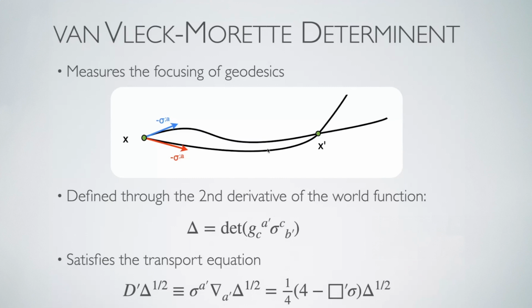And that's measured by this thing, sigma, which is the determinant of the matrix of second derivatives of sigma. And this Van Vleck determinant also satisfies a transport equation, which is that its derivative along the sigma direction, so the square root of it actually, this d prime just means take a covariant derivative and then project it along sigma, is equal to one-fourth of (4 minus the box of sigma) times delta to the half. So you can think of this as an ordinary differential equation defining the Van Vleck determinant along a geodesic. Okay, so why is all that stuff useful?